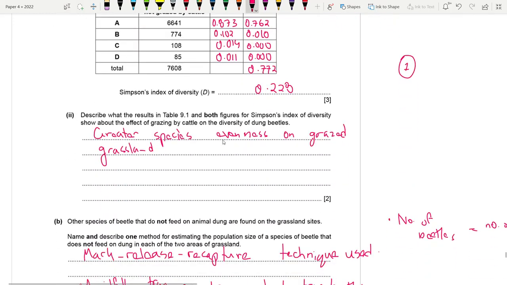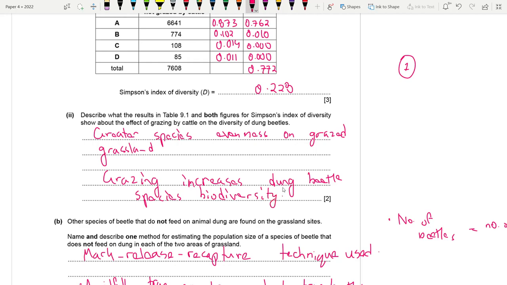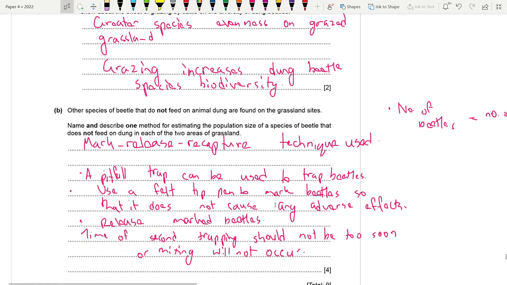Okay. Anyway, what else? So we can reach a very clear conclusion that grazing actually increases dung beetle species biodiversity. Okay, this is our conclusion. So let's go to the other one.